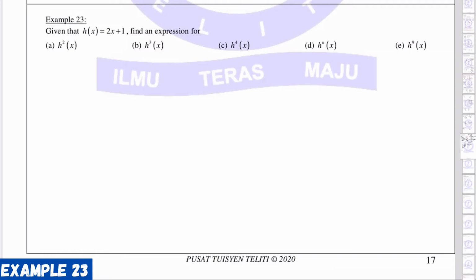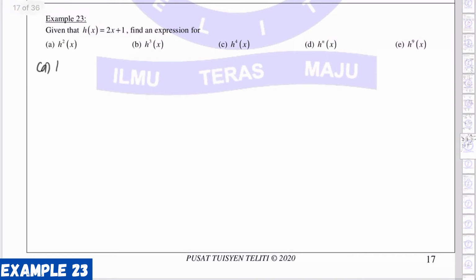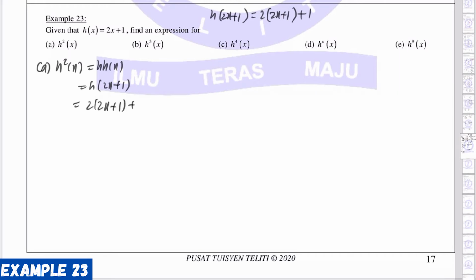Okay, let's continue with example 23. Now, here we are given hx equals 2x plus 1. And the first part, we are finding h2x. h2x, remember, is hx. So I'm going to put hx inside hx. And always remember, hx is 2x plus 1. If I put a bracket here, I need to put 2x plus 1 inside. So this is 2 bracket 2x plus 1 plus 1. So the result is 4x plus 2 plus 1, which is 4x plus 3.